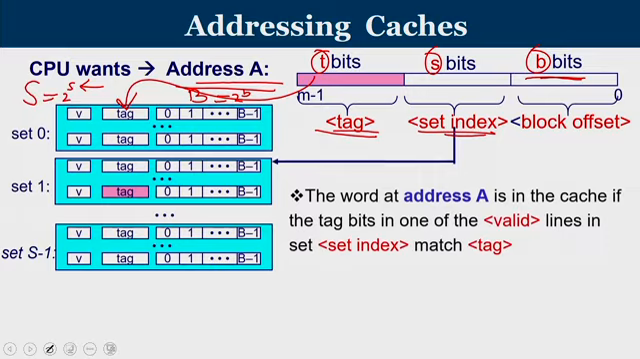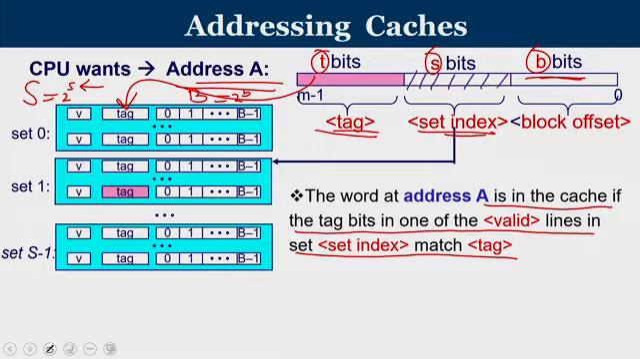Now, what do we do? The word at address A is in the cache if the tag bits in one of the valid lines in the set index match with the tag. So, generally, once you get an address, we look into these portions of the address. What is the index bit and how will you get it? It is equal to the number of bits used to find the total number of sets in the given cache. If the total number of sets is, say, 1024, then 1024 is 2 power 10. So, 10 bits of the address is used for the set index portion.